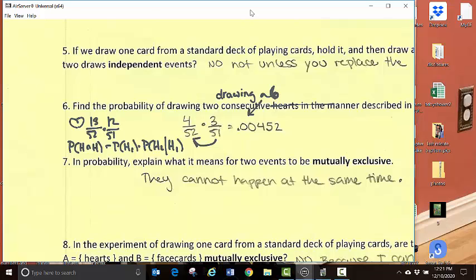Mutually exclusive means they cannot happen at the same time. I reach in a deck of cards, and I get a black heart. There are no black hearts. It's either a heart or it's black, right? Can't be both. Hearts are red. Another word for this is disjoint.